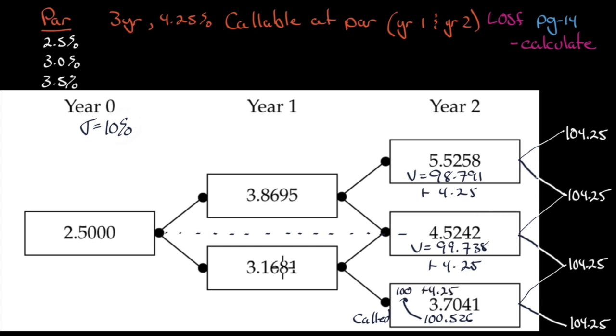Let's go to year 1 cells. Take these two totals, add them together, discount by this rate, plus these two totals, add them together, discount by this rate, divide by 2.